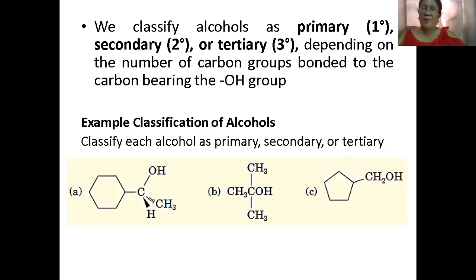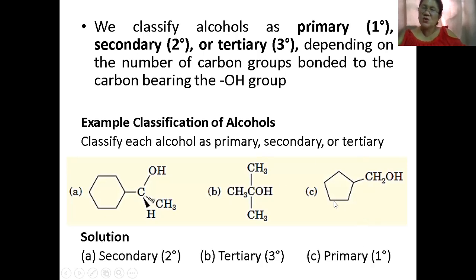So we have here an example. Which one is the primary, the secondary, and the tertiary? This one is primary because this is directly your CH2, your C, then H, then OH. The OH is directly bonded to your carbon. Whenever the OH is bonded to a carbon like this, it is primary.